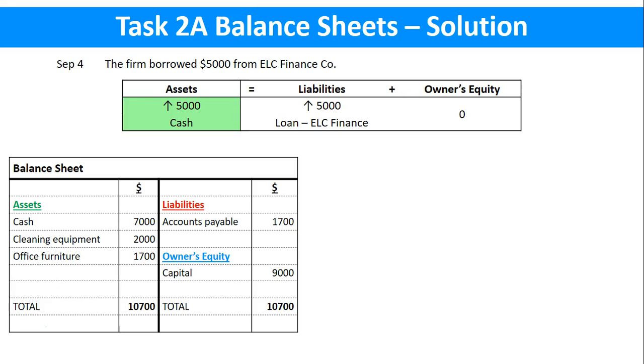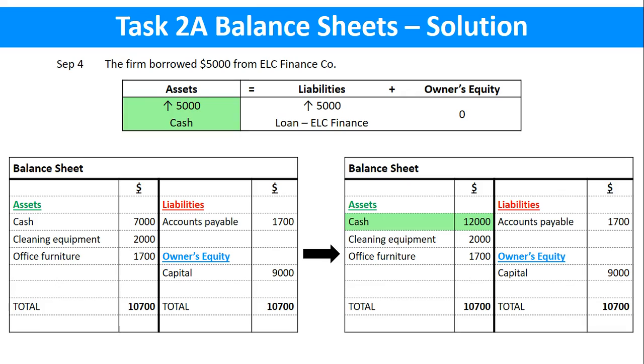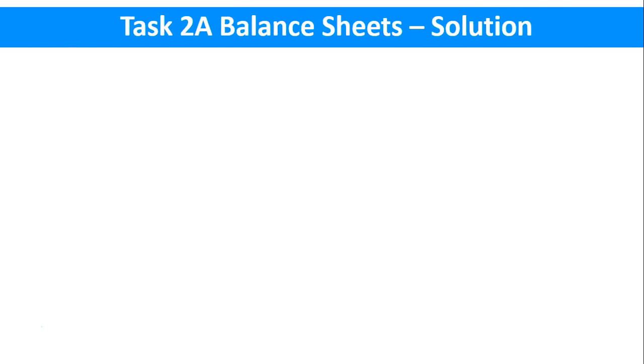Let's update it. The first thing is we've got more money, so cash needs to go up from $7,000 to $12,000. And we need to add in a new liability called loan to ELC Finance Company. Let's add up the balance sheet and retotal. If we retotal those assets, we get $15,700. And if we retotal the equity side, we get a total of $15,700.